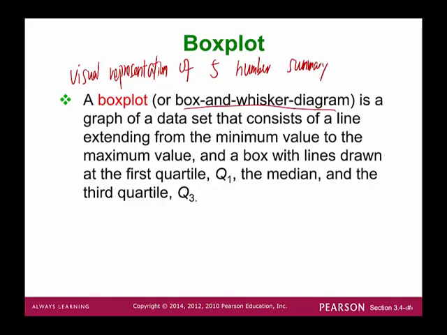The box and whisker diagram is a graph of a data set that consists of a line extending from the minimum value to the maximum value, and then the box with lines drawn through the first quartile, the median, quartile 2, and also the third quartile, quartile 3. So we put quartile 1, quartile 2, quartile 3 right in the box.